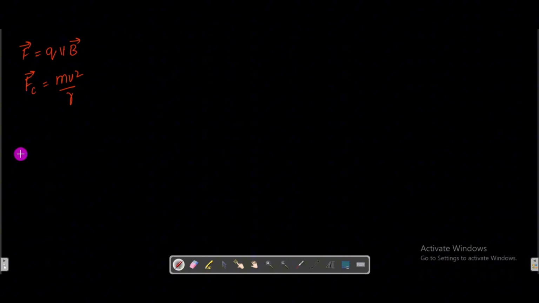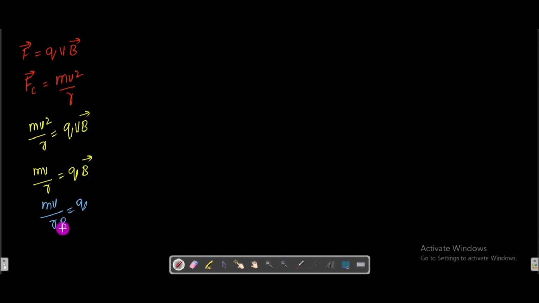Therefore we can write that these forces are the same, so the right sides will also be the same. So mv square by r is equal to qvB. Here v and v will cancel, and it gives us mv by r, which is equal to qB. We divide this side by B and similarly this side by B, and it becomes mv divided by rB, which is equal to q.